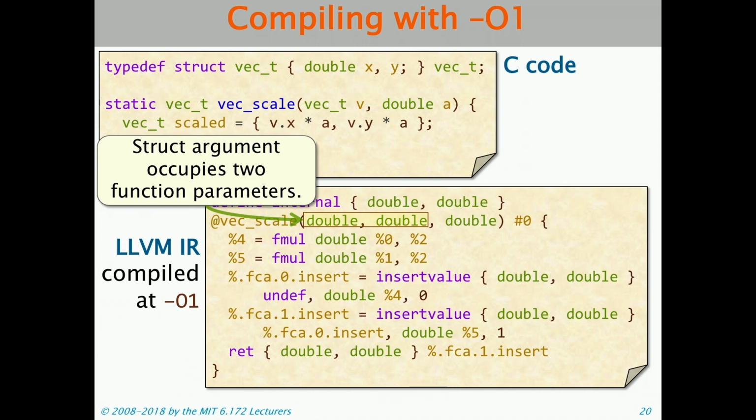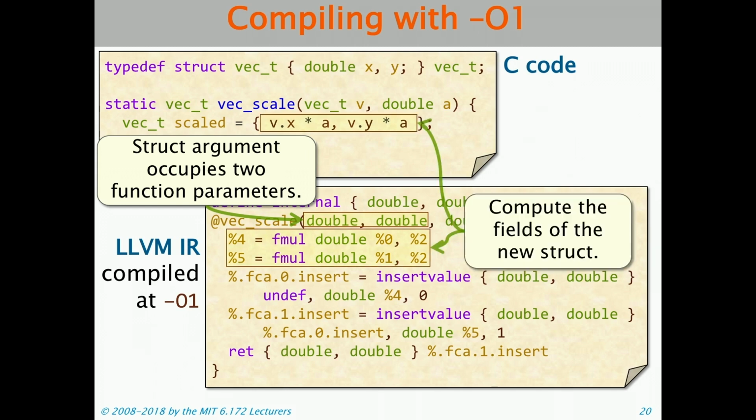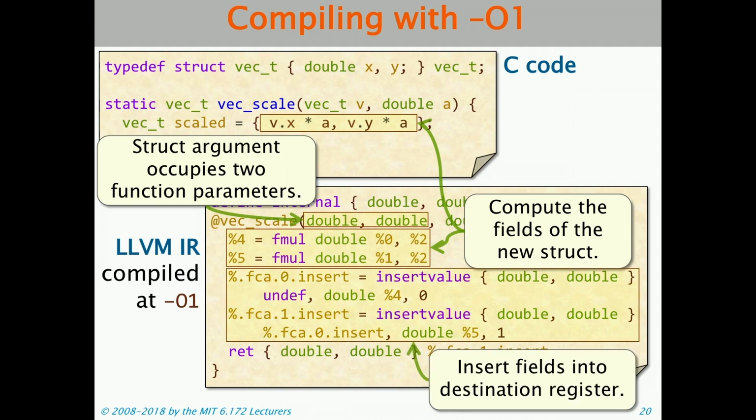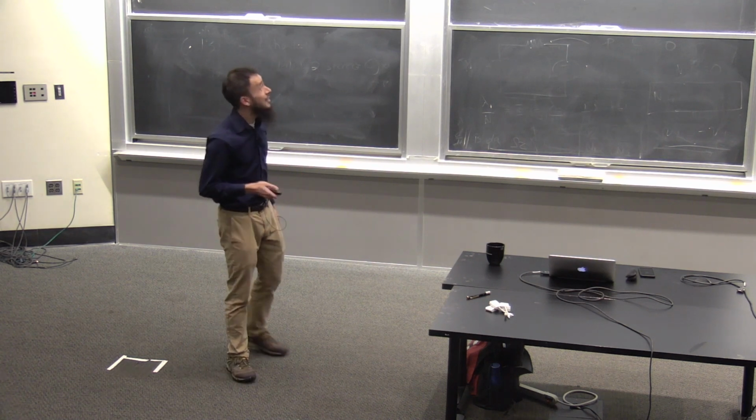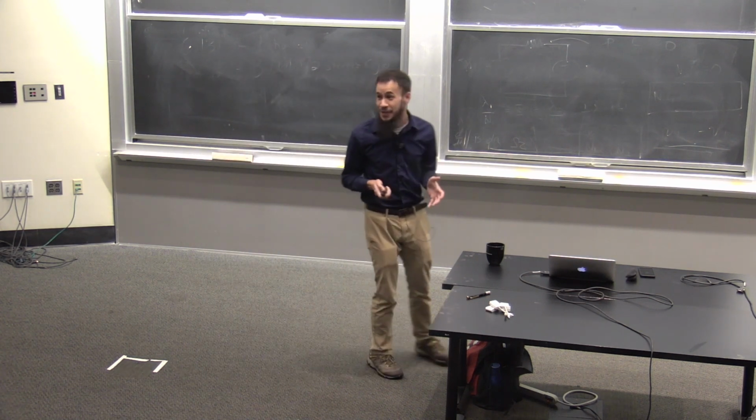We have our vec_scale routine in LLVM IR, it takes a structure as its first argument, and that's represented using 2 doubles. It takes a scalar as the second argument. And what the operation does is it multiplies those two fields by the third argument, the double a. It then packs those values into a struct that it'll return, and finally it returns that struct. So that's what the optimized code does. Let's see actually how we get to this optimized code.